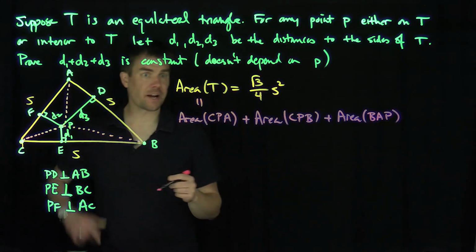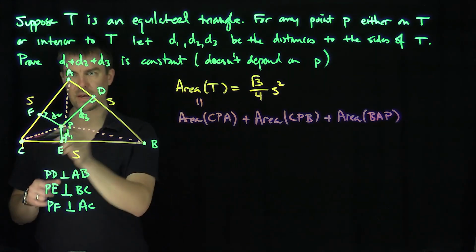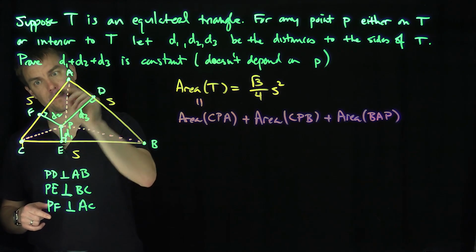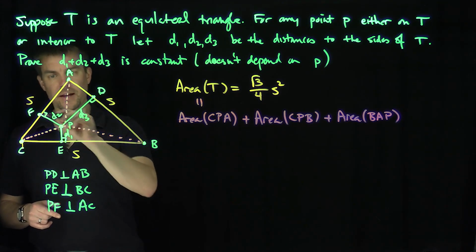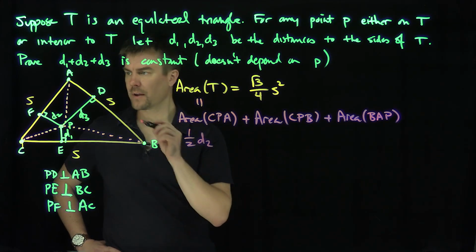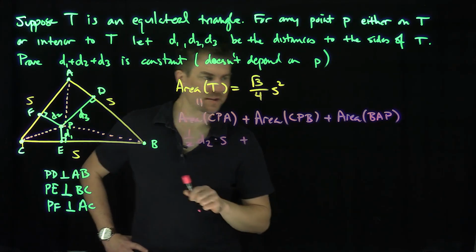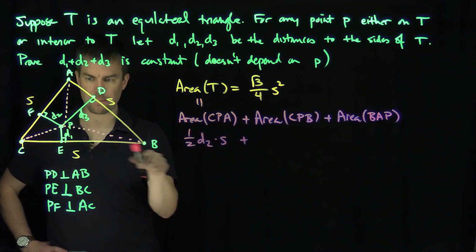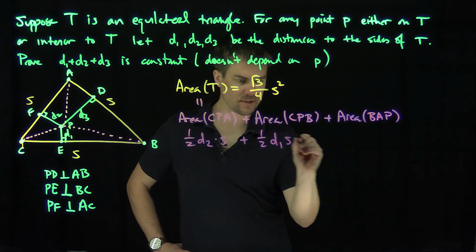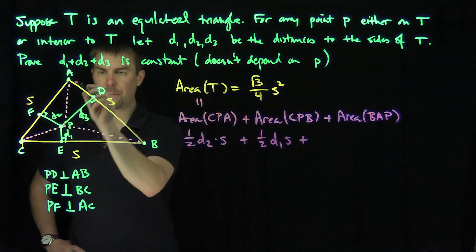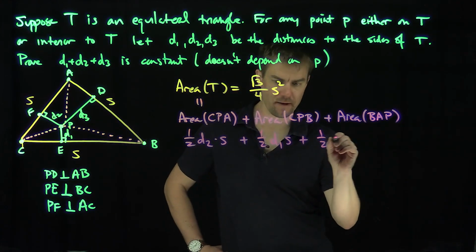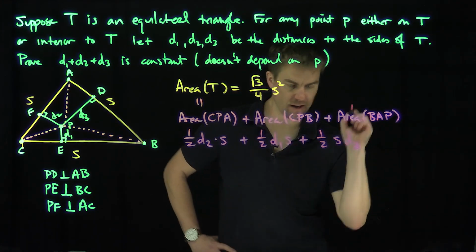Okay, and let's find those areas. What's the area of CPA? The length of the base is S, since this is an equilateral triangle, times D2. So it's going to be 1/2 D2 times S, plus the area of CPB, that's going to be 1/2 D1 times S, plus the area of BAP is going to be 1/2 S times D3.